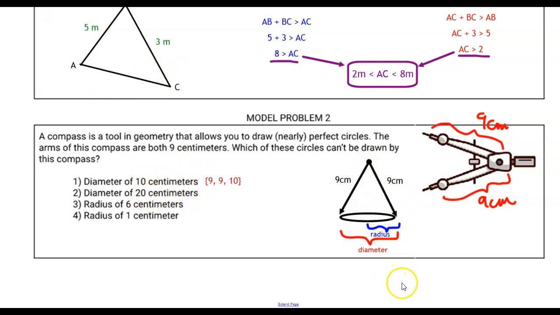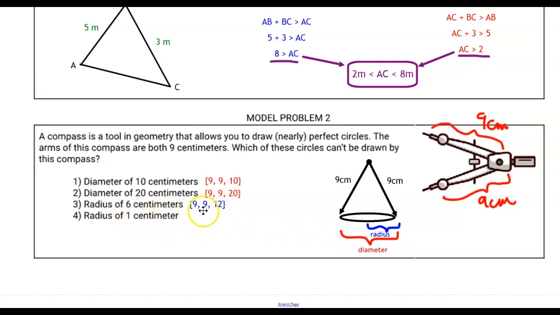Now if the diameter were 20 centimeters, from here to here, that would mean that the 3 sides would be 9, 9, and 20. For numbers 3 and 4, it talks about the radius, but that's okay, we can figure this out. If the radius is 6 centimeters, this blue part, then the rest of it would be 6 plus 6, so the diameter would be 12 centimeters. And last but not least, if the radius is 1 centimeter, then the diameter, you guessed it, is twice that. That's 2 centimeters. So my last set of sides would be 9, 9, and 2.